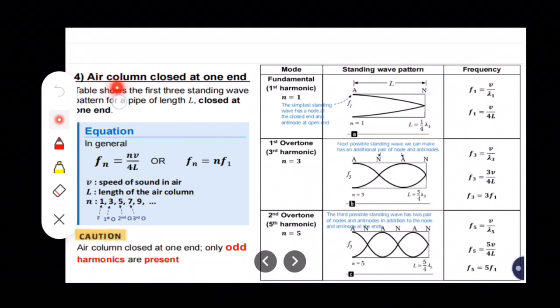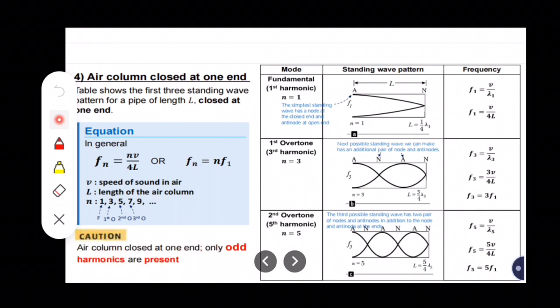So now we look at a column closed at one end. The general equation is Fn equal to nv divided by 4L, or we can use Fn equal to nf1. So yang membezakan antara closed pipe dan open pipe is kalau tadi open pipe dia all harmonics are present, but for closed only odd harmonics are present.